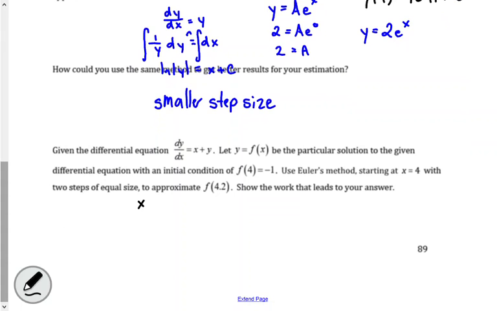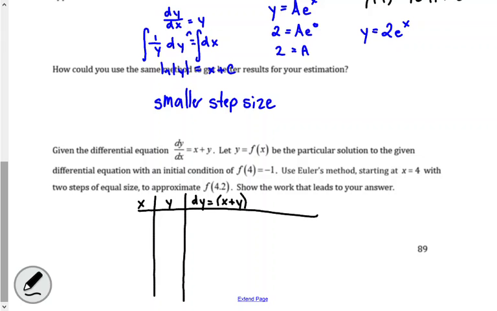So go x, y, and what's my next one? dy. I like to write dy equals, what is it equal? x plus y times dx. Not just y, because y was the other problem. So this is x plus y dx, and then y new. This is our new y. Okay. I'm starting with 4, -1. So those are my starting values.